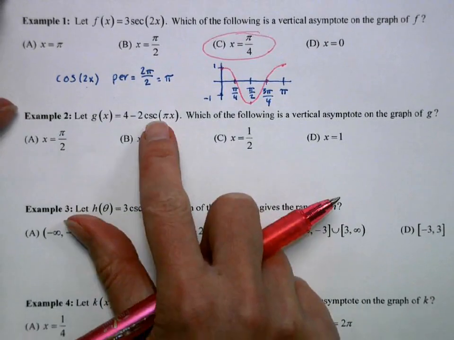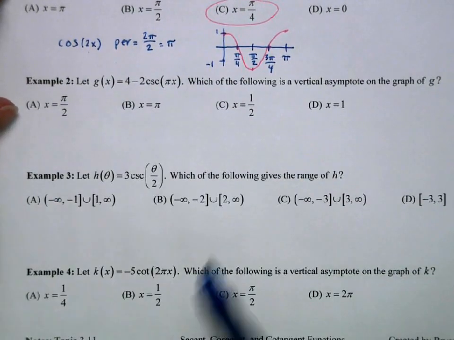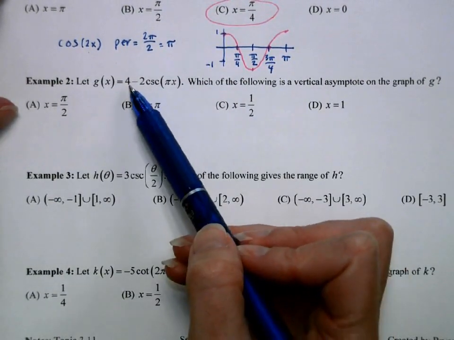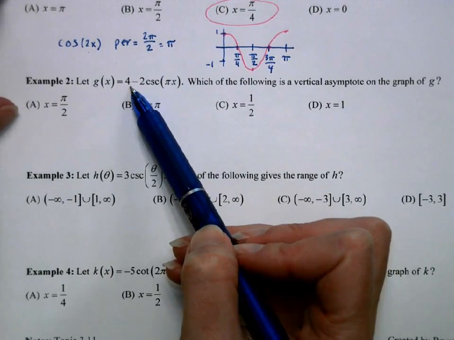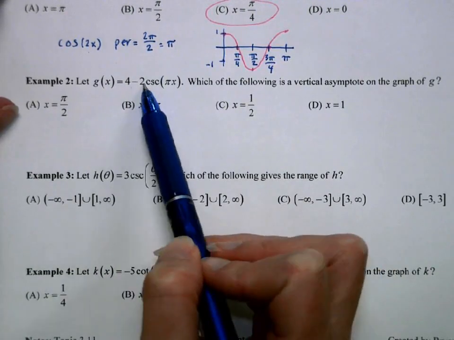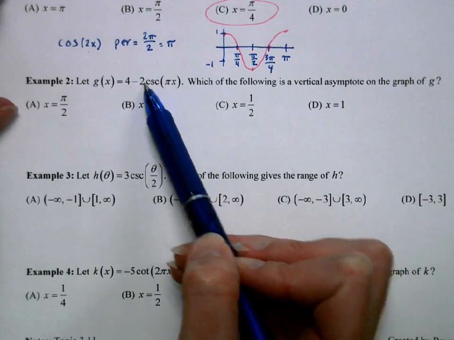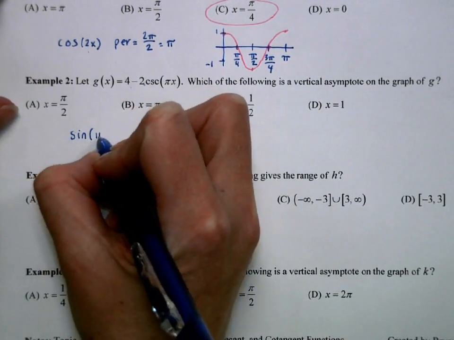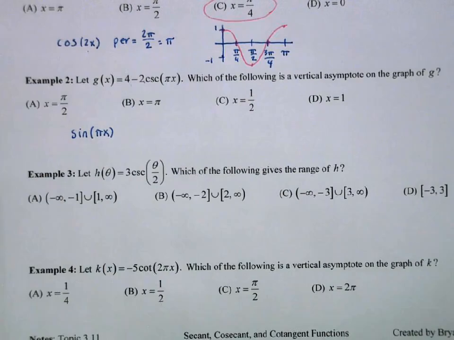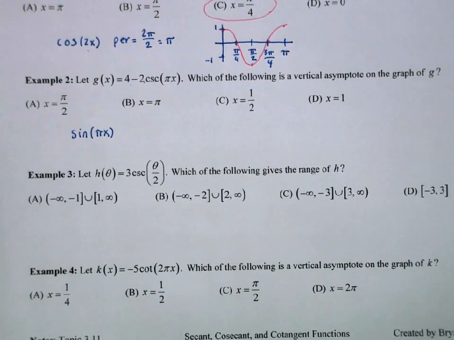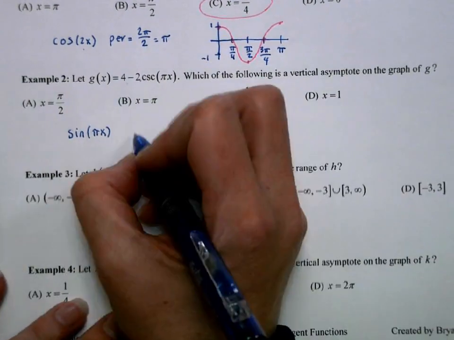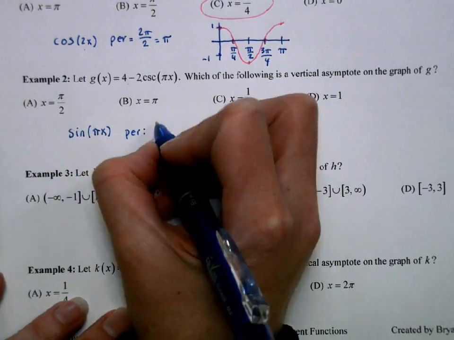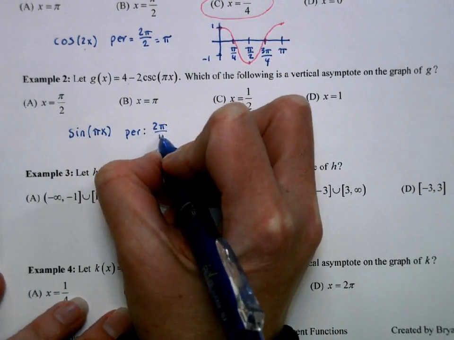For this one, we want to know where the vertical asymptotes are. Vertical shift is not going to affect the vertical asymptotes. The only thing that's going to affect it is our period here. So I'm going to look at sine of pi x, because when that is 0, our cosecant is undefined. My period here is going to be 2 pi divided by pi.